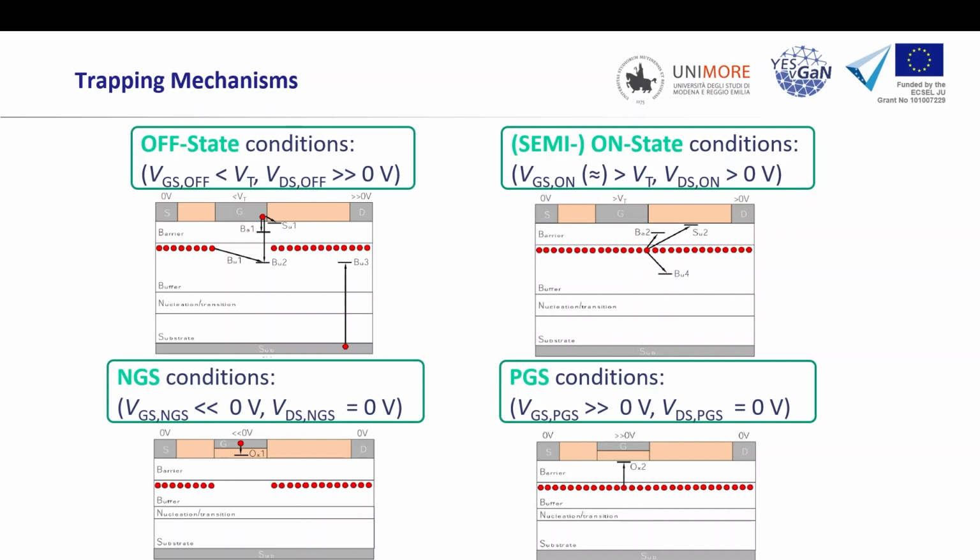And so basically this is all about going below threshold with the gate and then applying a large VDS between the gate and the drain and the source. And the opposite state, of course, will be one where the VGS is closer to the threshold voltage and the VDS is slightly positive. Okay, and these conditions are also useful: the negative and positive gate stress. So you will apply a negative or a positive voltage on the gate while keeping the VDS zero. This way you can separate what is happening below the gate from what is happening in the access region here.